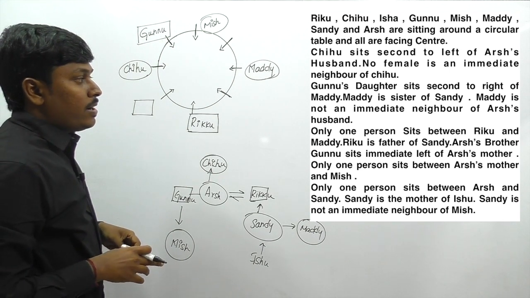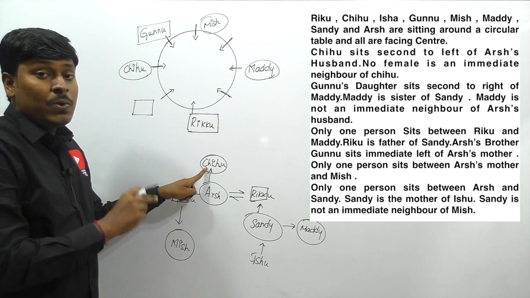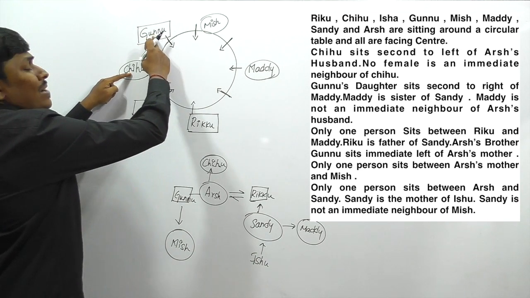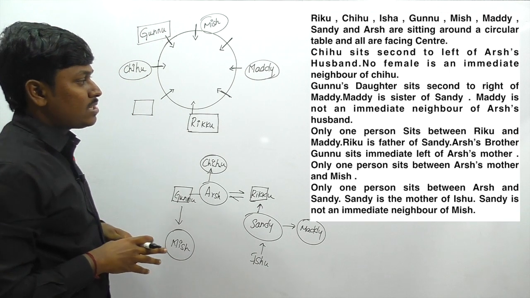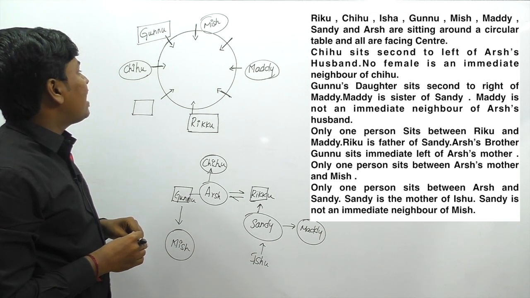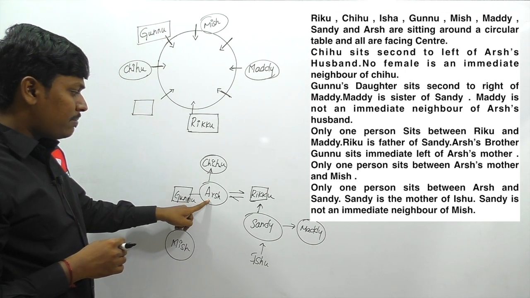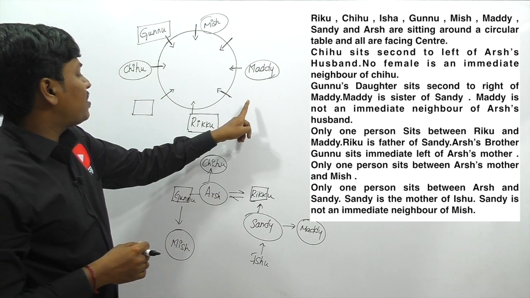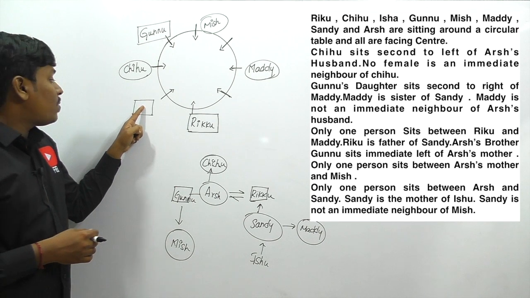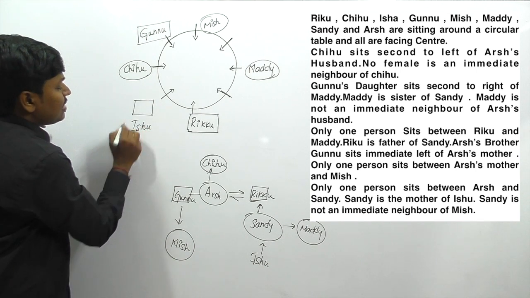Okay friends, next point. Only one person sits between Ash's mother and Mish. We know that Ash's mother is Chikku, and between Chikku and Mish there should be a gap of one person, right? So between Chikku and Mish, there is only a gap of one person, that is Gunnu. Okay friends, next point. Only one person sits between Ash and Sandy. So between Ash and Sandy, there should be a gap of only one person, right? We know that Ash is a female person and Sandy is also a female person, right? So only one place is missing, that is Issue, friends. I can definitely say that Issue should come here, and this Issue should be a male person, right?